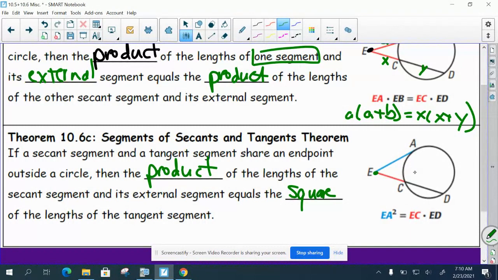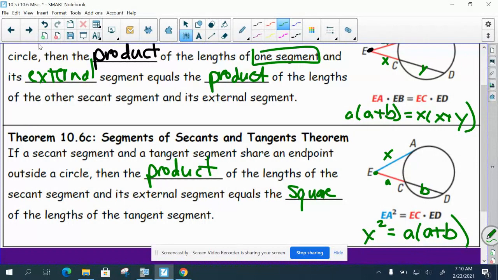So EA, you're squaring it. And that's because there's no outside part and inside part. It's just all on the outside. So you take that and then just multiply it by itself, which is squaring it. Okay, so if we let this be X and maybe this part is A and the internal part is B, then we would say X squared equals the outer part times the sum of the whole thing.